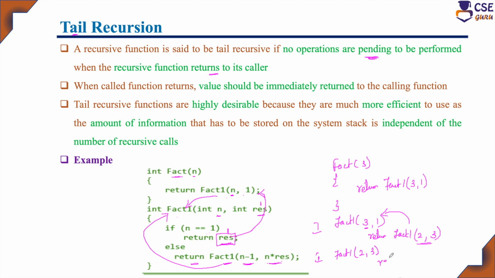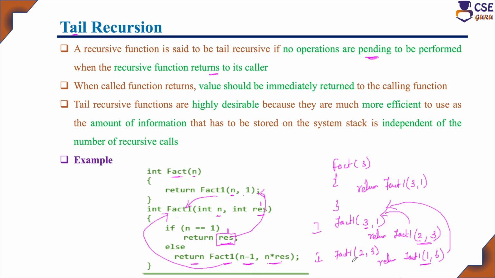Then here it will return fact1 of n minus 1, 2 minus 1 is 1, and here n into result. n is 2, 2 into result is 3. The n value is 2 and the result value is 3. So here it will take 6. With this value, again this function is called.